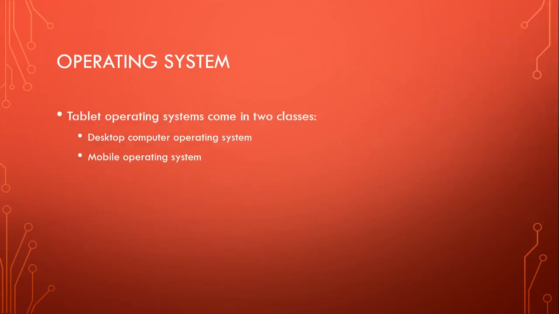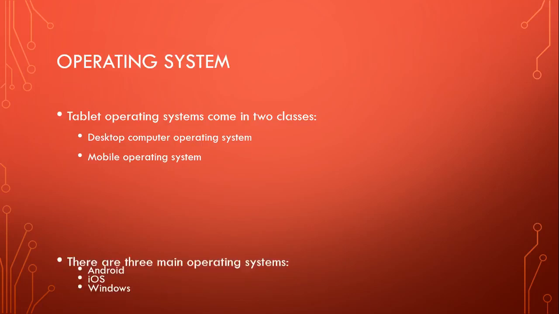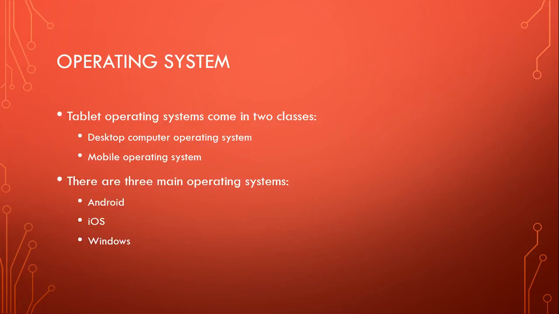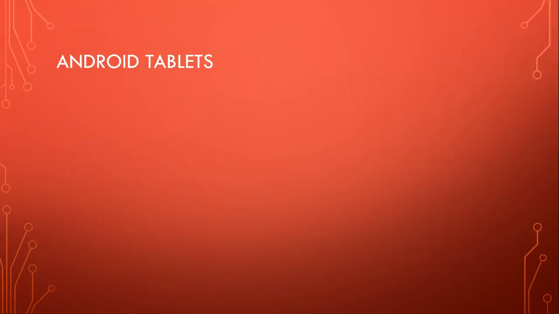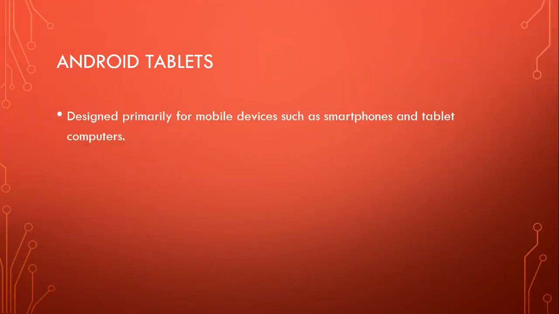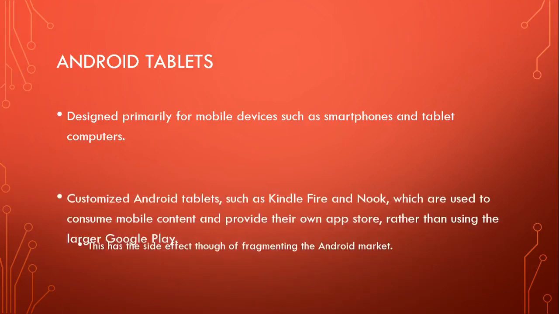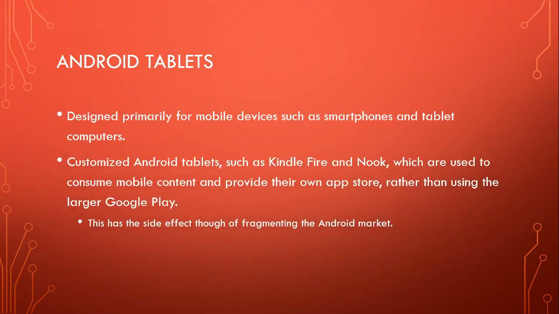All right, operating systems. The operating systems come in 2 classes: desktop or mobile. And of course, those fall under 3 main operating systems: Android, iOS, or Windows. So Android tablets. These are designed primarily for mobile devices such as smartphones and tablet computers. And with Android, they're customized. So you have things such as the Kindle Fire and Nook, which are used to consume mobile content via their own app store, rather than using the larger Google Play Store.